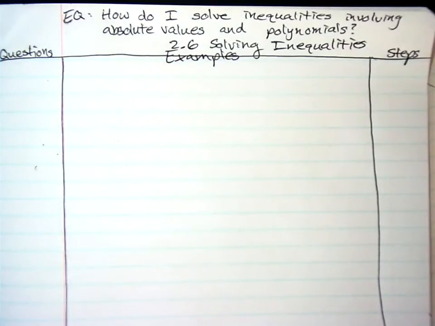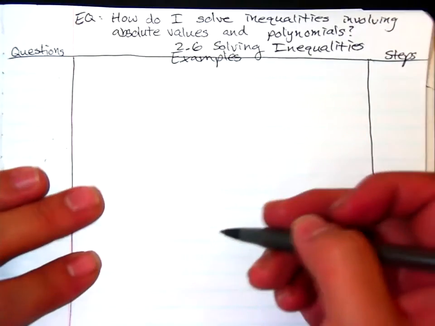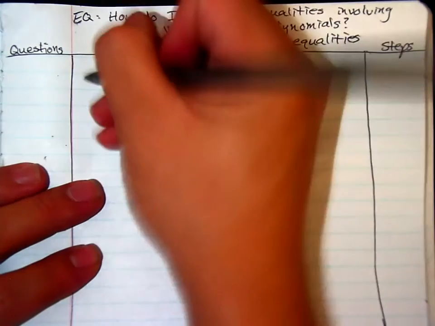Hi everyone, welcome back. So today we're going to be continuing 2.6, solving inequalities. The essential question for today is, how do I solve inequalities involving absolute values and polynomials? The difference between today's lesson and the weekend's lesson is that we're going to be working with inequalities that either involve absolute values or involve polynomials, and we have to solve them in a similar manner to how we did last time.